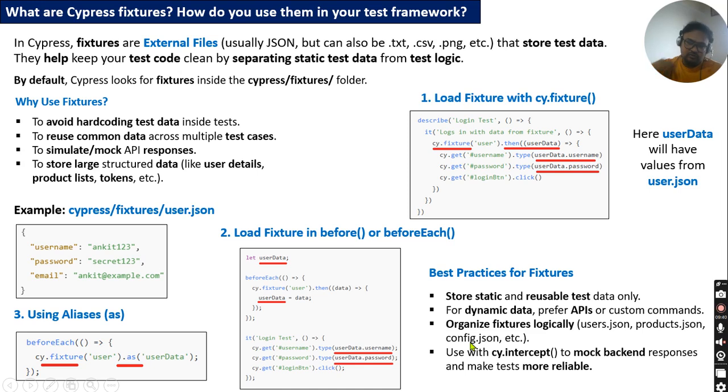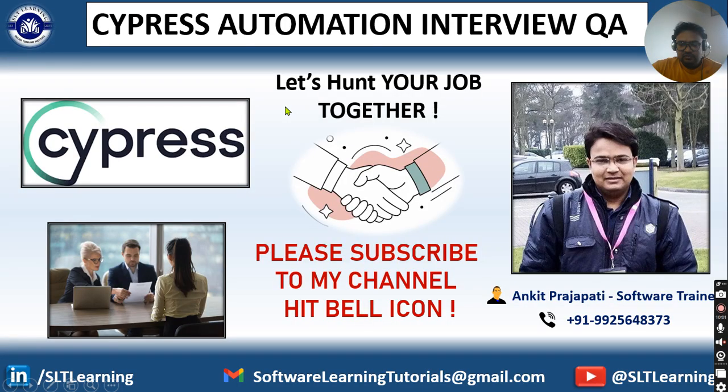So suppose you want to mock the response for API testing, or your API is not actually available, but you want to mock the request and response type. You can use the cy.intercept command and mock the backend response of the API. Okay, so these are the best practices you can adopt when you are working with fixtures in Cypress, guys. So this is what we needed to cover in this question.